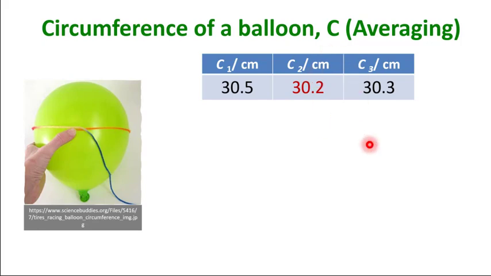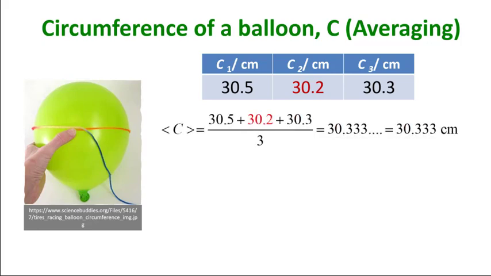Suppose the values taken are now 30.5, 30.2, 30.3. How should we report the value of C and its associated uncertainty? To do that, we first determine the average of C. In this case, when you work out the value on your calculator, you will get an average to be 30.333333 recurring. And tentatively, we will round it to 30.333 centimeters.